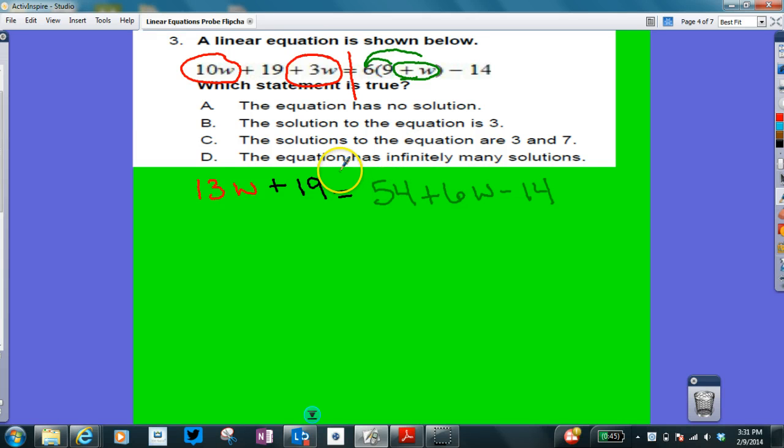But then I look again, I'm going to draw my line of scrimmage here, and I can't combine anything else on this side. I've done all the combining I can do. Can't combine a number with a variable. But now let's go to this side of the line of scrimmage. I have 54 plus 6w minus 14.